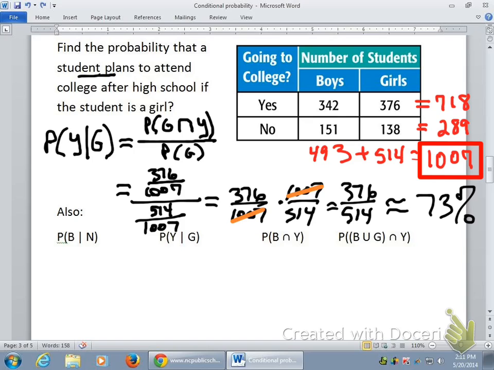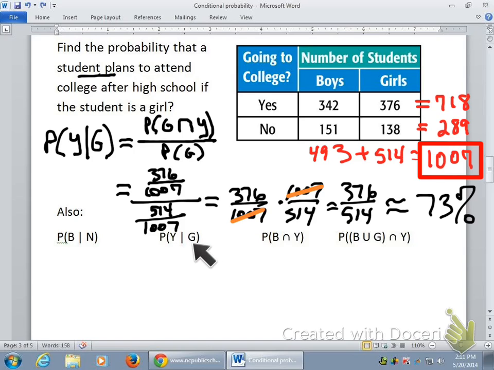Sometimes the formula does get a little tedious, trying to keep track of it and knowing what the denominator is. Let's do it again. Notice this is the same problem right here. Let's do it again, but this time I'm not going to use the formula. I'm just going to use common sense to get through it and really talk about what this syntax is trying to tell me. Now this says, once again out loud, the probability that I got a yes, a person that yes, they're going to college, given that I know it's a girl.